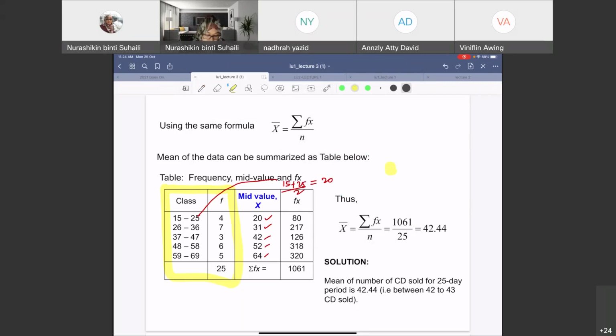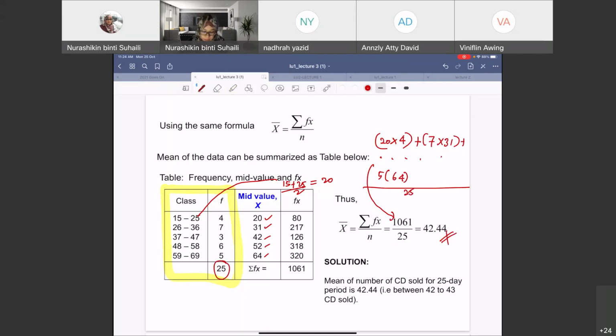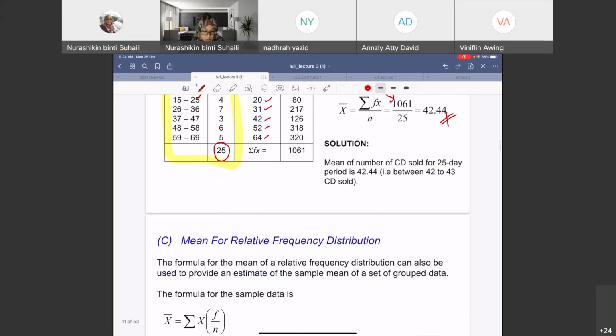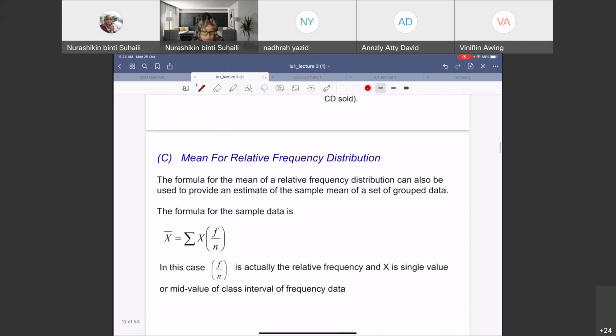That means 20 times 4 plus 7 times 31 plus, until 5 times 64, right? And then the whole thing you have to divide by 25. So this one is actually 1061 divided by 25, and you get this mean value. So you just have to find the mid value for each of the classes.